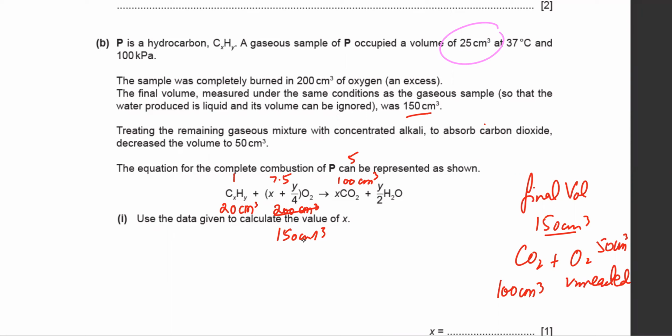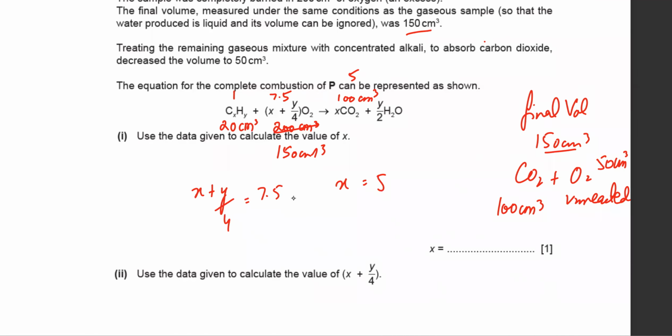The CO2 ratio is 5. So that means the value of x is coming out to be 5. And the value of x plus y by 4 is coming out to be 7.5. And x has a value of 5. So you plug that in, subtract 5 from this, and y/4 becomes 2.5, and y becomes 10. So it's basically C5H10, which is an alkene. Is this clear?